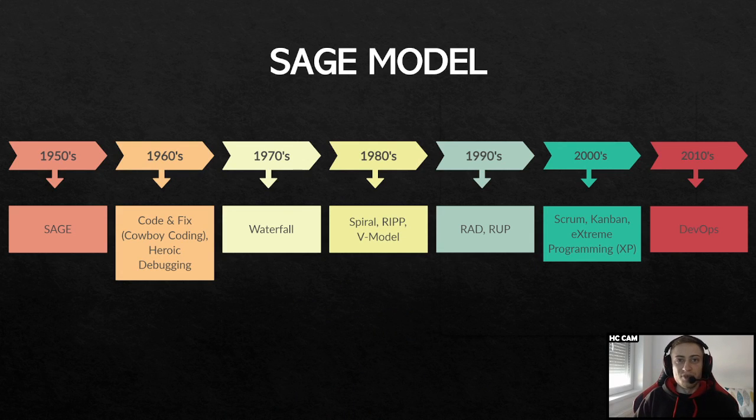In this presentation, I'm going to talk about a development model that pretty much influenced the way we create software nowadays. It is the first waterfall ever known, even before Winston Royce's famous paper on the waterfall model.